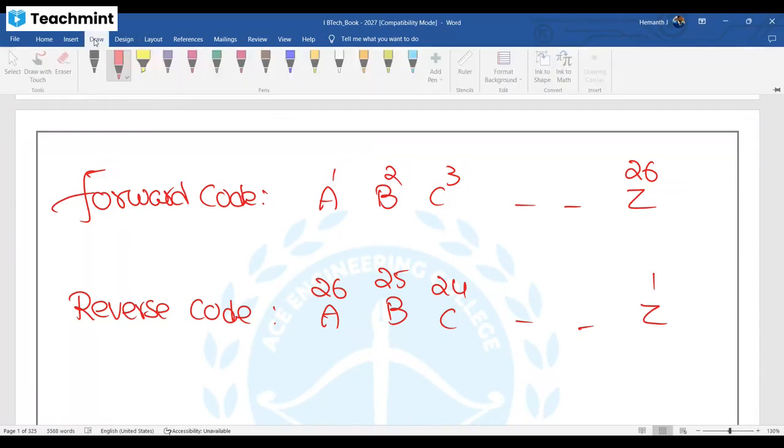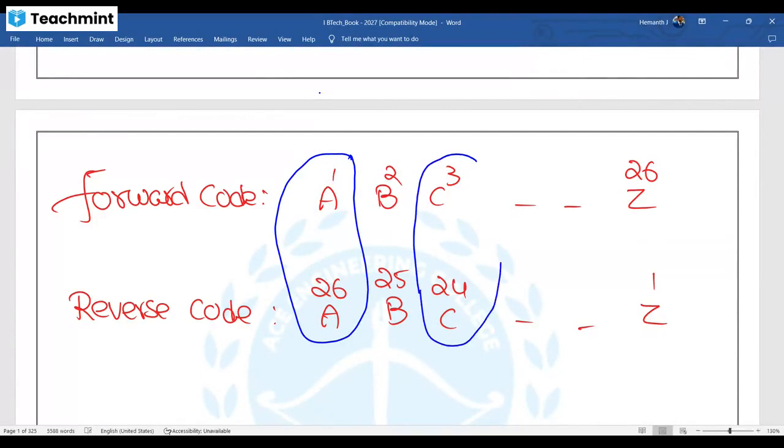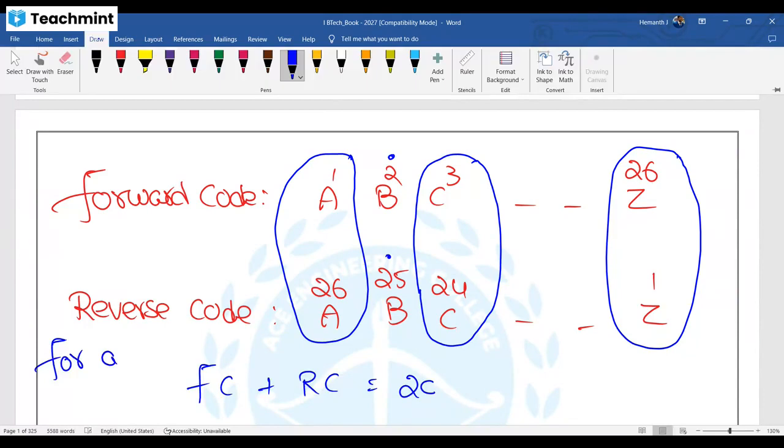See, observe the A value. What is the forward code value for A? And the reverse code? C forward code 3, reverse code 24. Z forward code 26, reverse code 1. Observe all those three, and B also. Forward code plus reverse code summation is 27. Is it? 3 plus 24, 2 plus 25. So if you know forward code, it is 27.